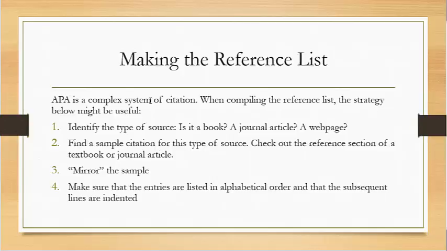I'll usually go in the reference section of the book or the journal article and find the type of source that I'm looking for and then mirror that sample. So do exactly what they do. Check to see which words are capitalized, which words are in lowercase, where the periods are, where the parentheses are, and then insert my own information into that sample. And make sure all the entries are listed in alphabetical order and that subsequent lines are indented. That would be where you press tab after the first line.